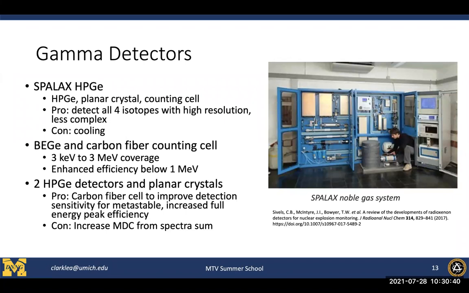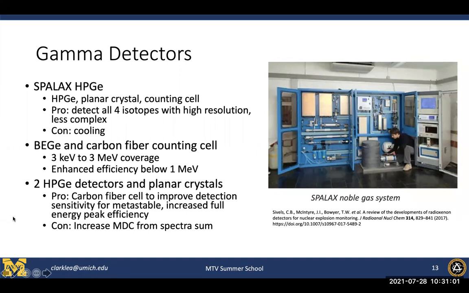And then we also have BEGe and carbon fiber counting cells. So this is a broad energy germanium detector, and these can cover 3 keV to 3 MeV, and it also has enhanced efficiencies below 1 MeV for energies.